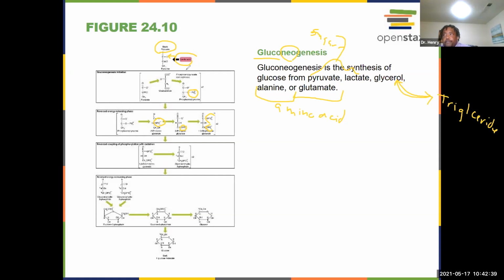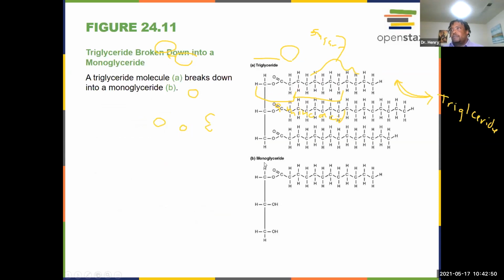But that's in the case of lactate. That's an example of making new sugar from that. Okay, so we're also going to get lipid metabolism.